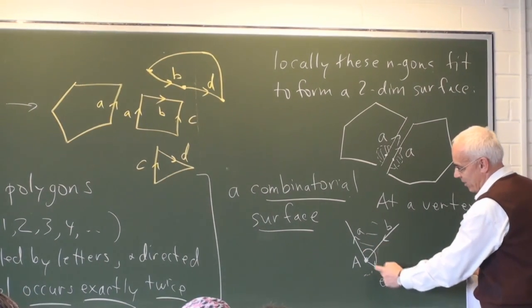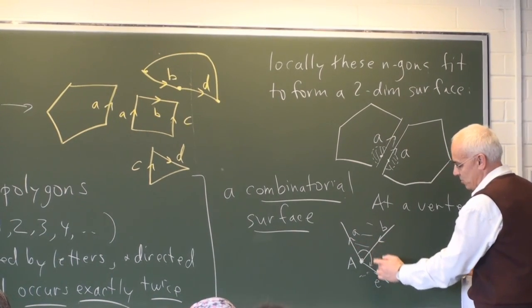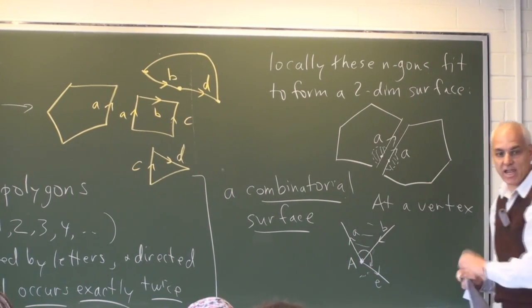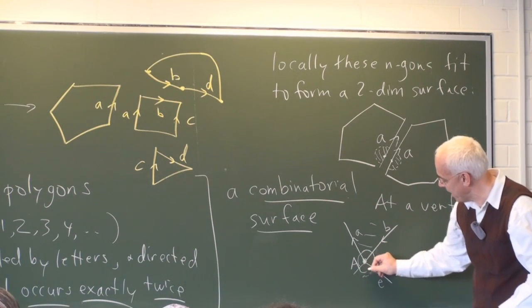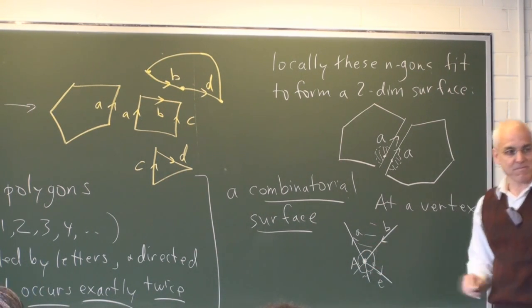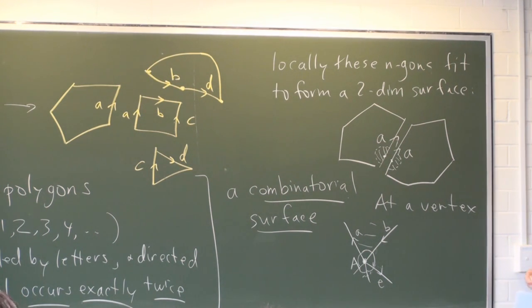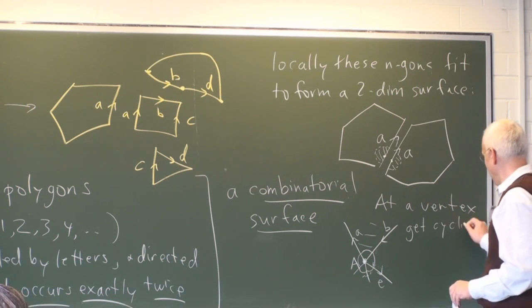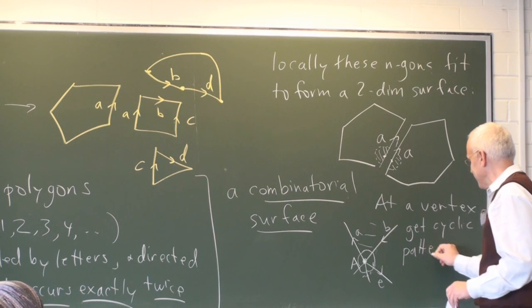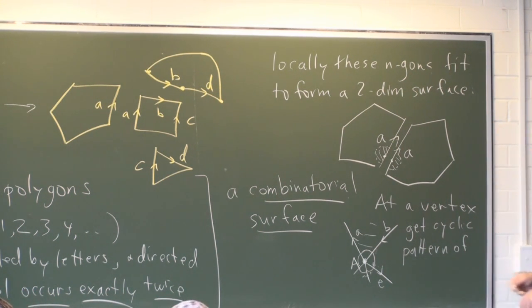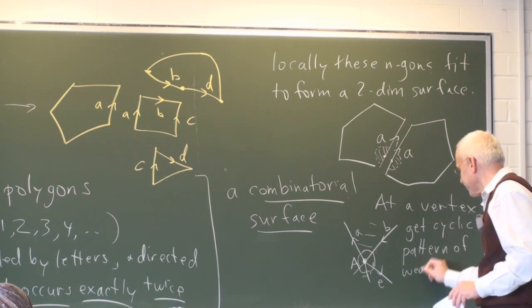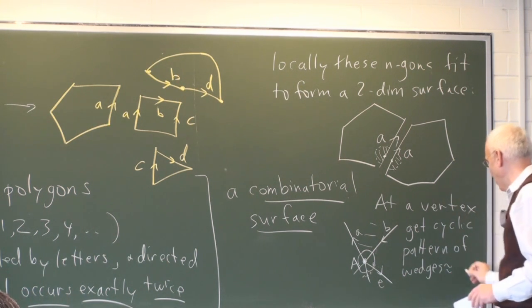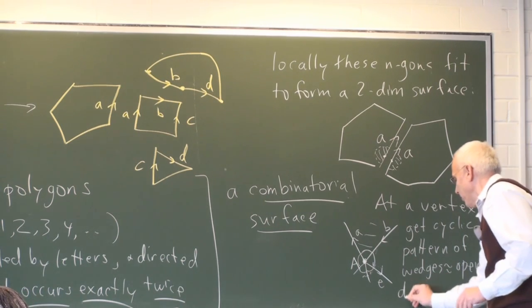Because the edges all come in pairs, we're starting with an edge A, then an edge B, and so on, and eventually we have to get back to that edge A again, and so eventually that will close up and we'll have a bunch of circular arcs coming together to form also a circular disk near the vertex A. So at a vertex, we get a cyclic pattern of sort of wedges that form also a little open disk neighborhood.